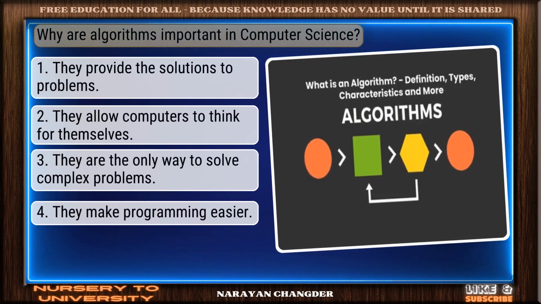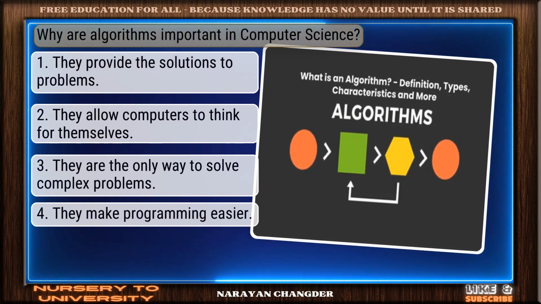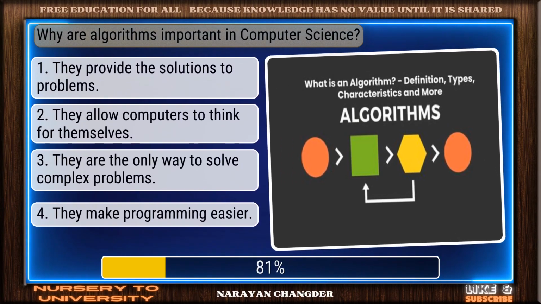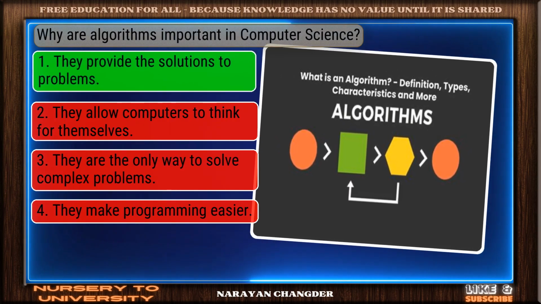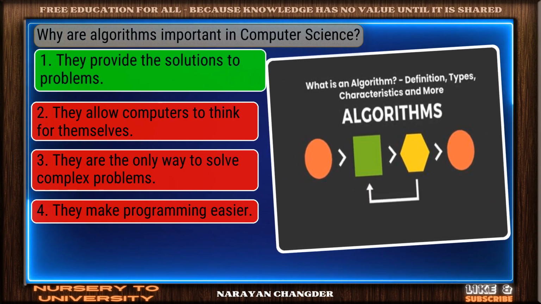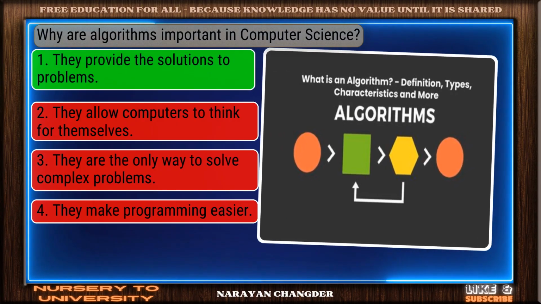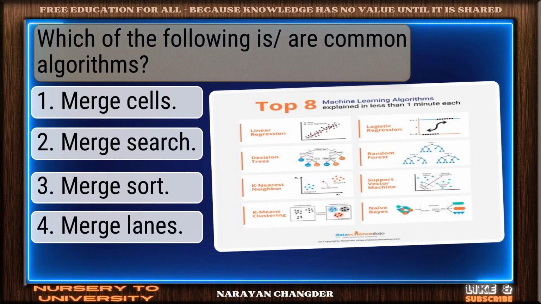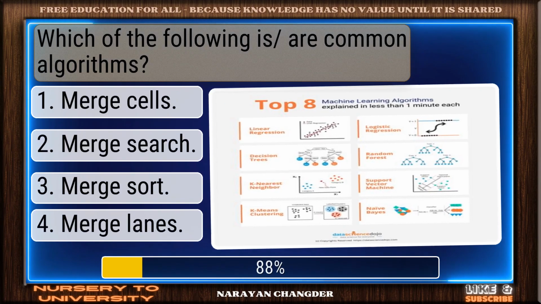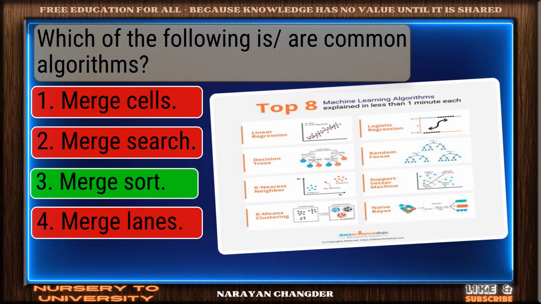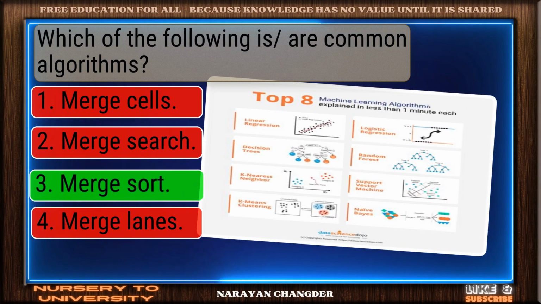Why are algorithms important in computer science? Great job. They provide the solutions to problems is the accurate answer. Which of the following are common algorithms? On track. Merge sort is the correct answer.